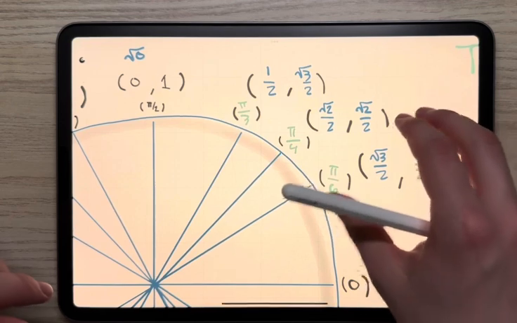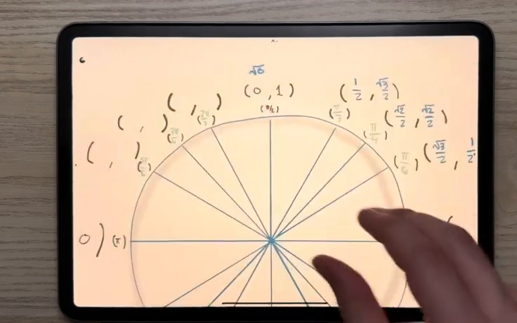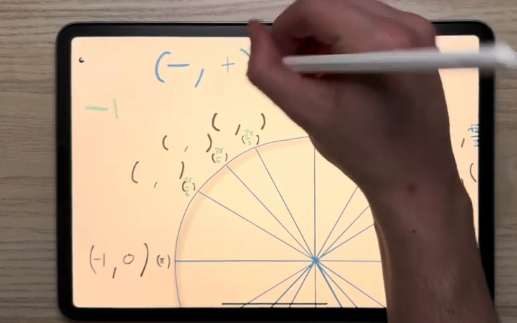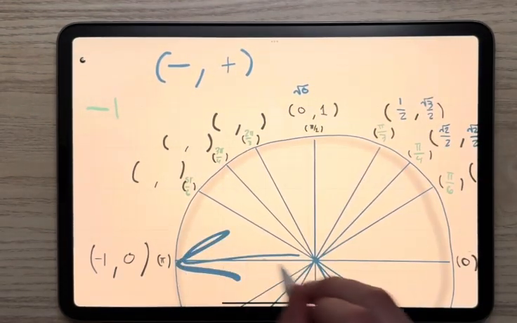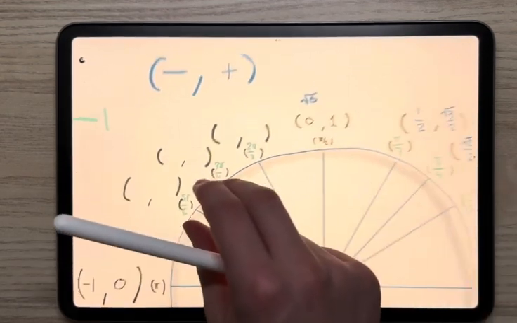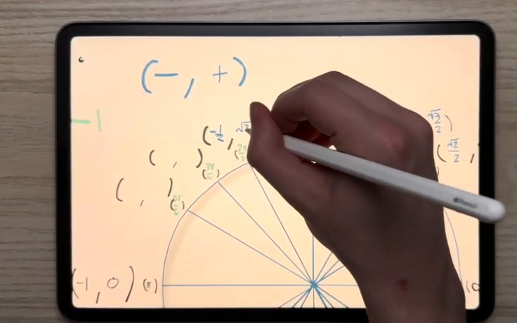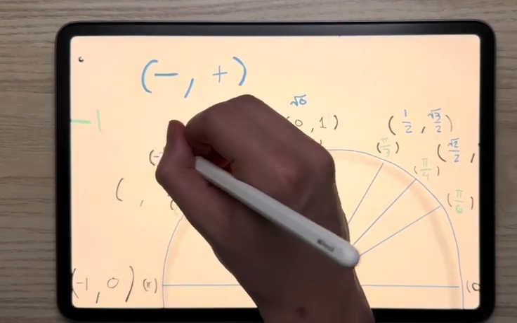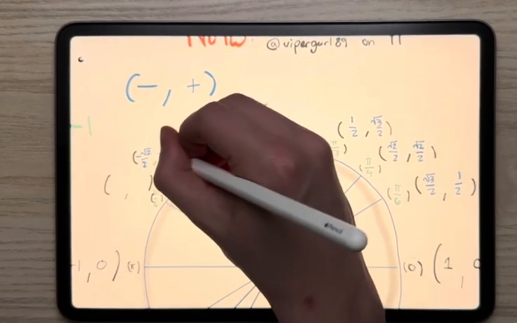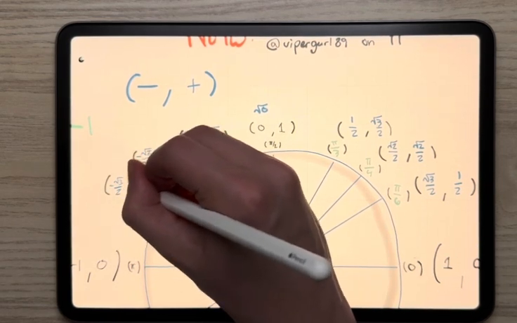So now, to do all the rest of these coordinates, you just do plus or minus. So this region is going to have coordinates with a sign of minus and plus, because this is going in the negative direction for x, which is left, but it's still going up, which is positive. So instead we have negative 1/2 and positive root 3 over 2, negative root 2 over 2 and root 2 over 2. And lastly, negative root 3 over 2, and then 1/2.